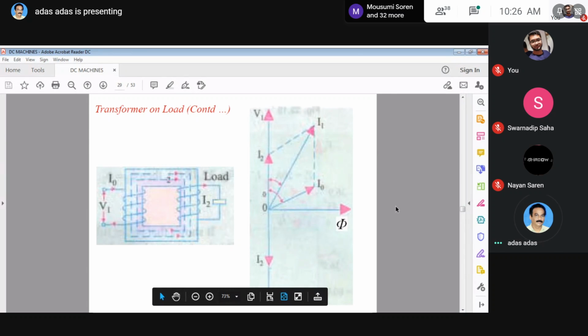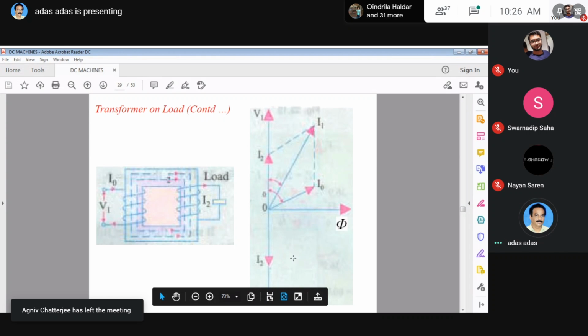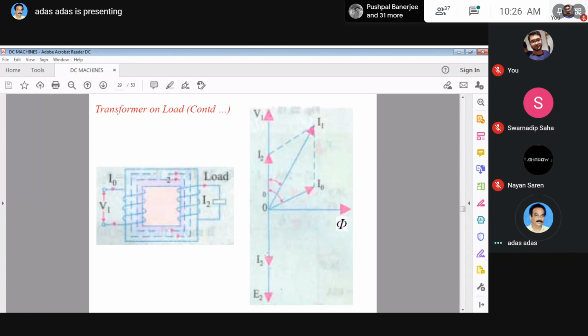Now we can explain this with the help of a phasor diagram. This is the no load condition. Directions of V1, directions of phi. This is I0. This is I2, and its reflection is I2 dash. I2 dash plus I0 equals I1. So this is the primary current, and this is the secondary current.